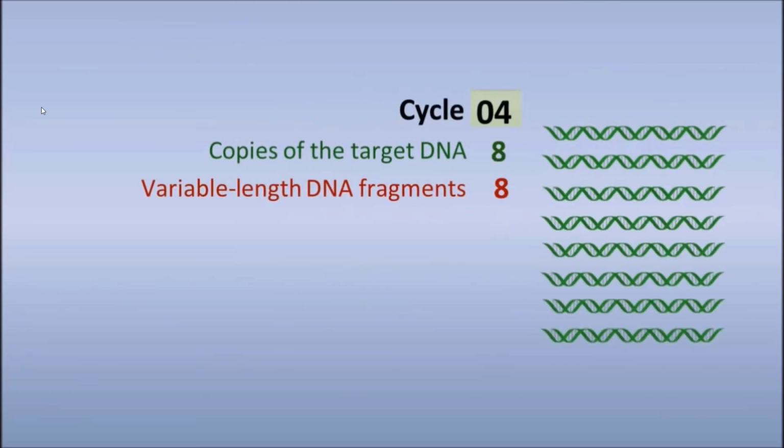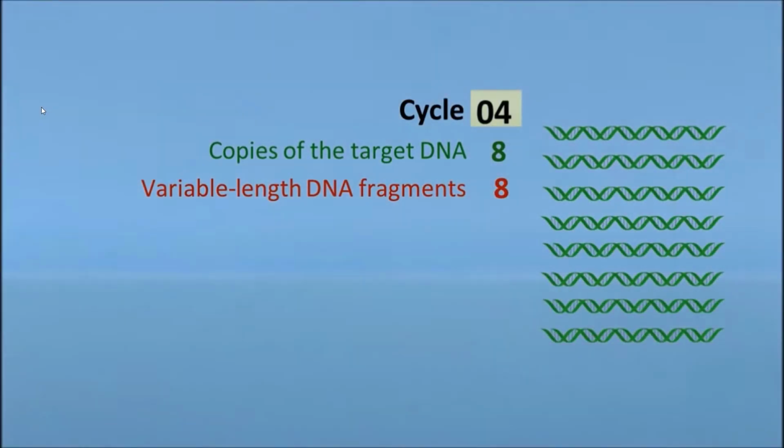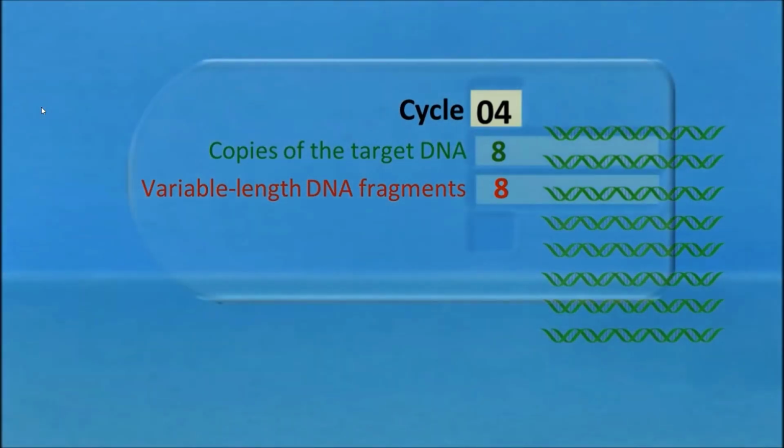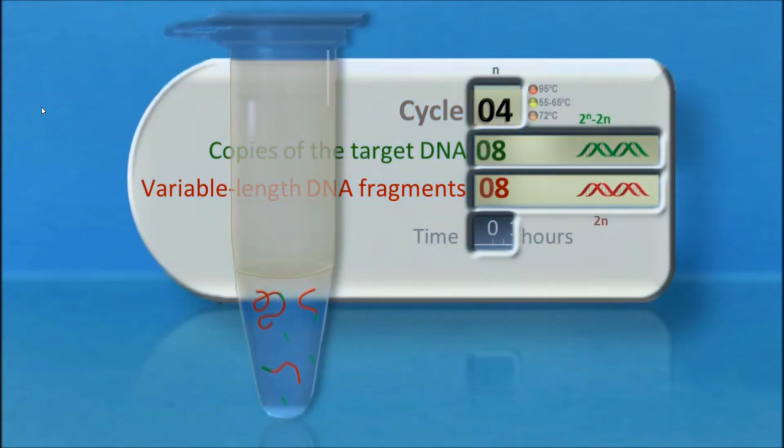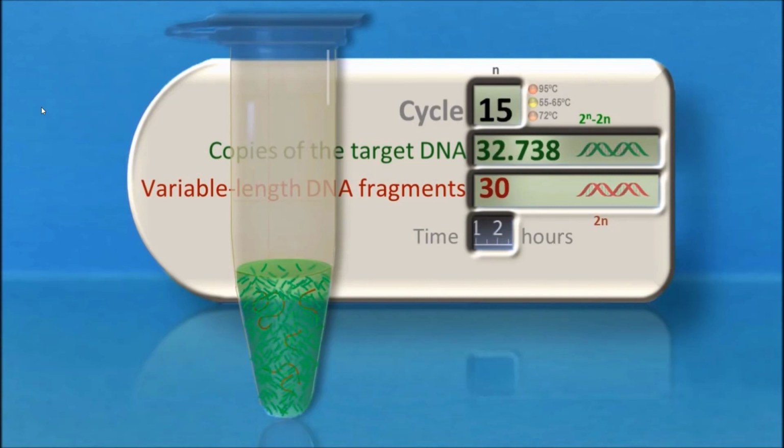And other than the real-time PCR, the time can be set in PCR, and at the end of the thermal cycle, the amount of amplified DNA in the sample can be measured. But during the cycle, the amount of amplified DNA cannot be measured, and this deficiency is fulfilled by real-time PCR.